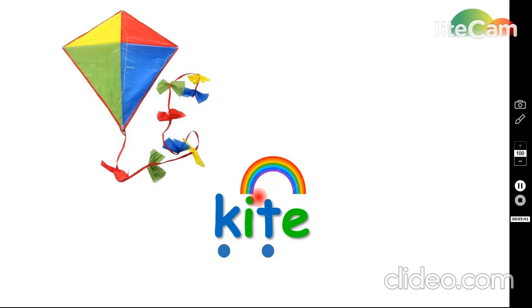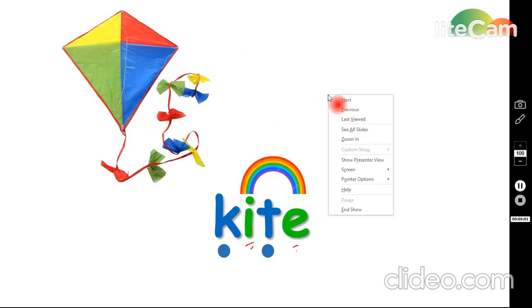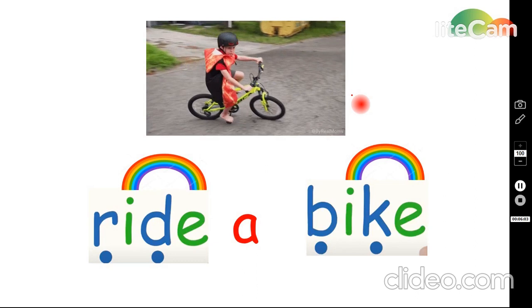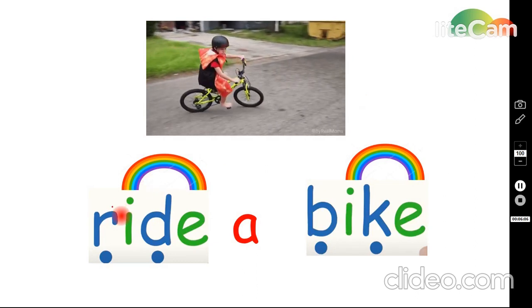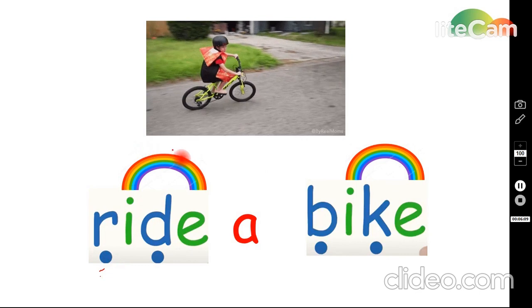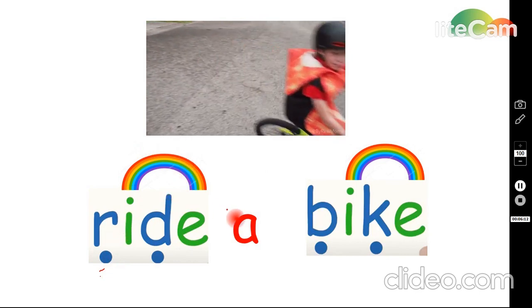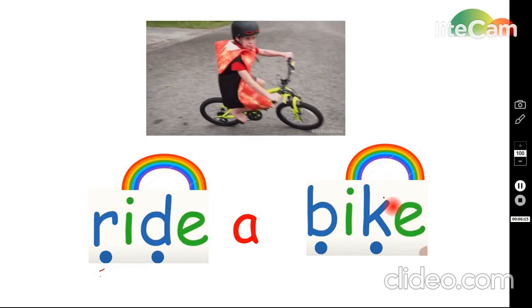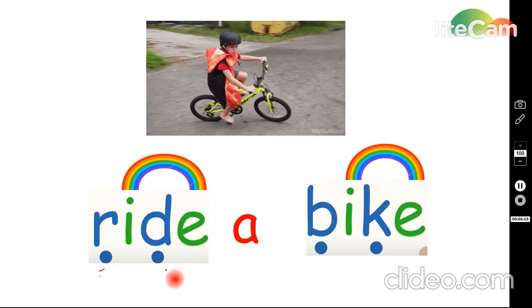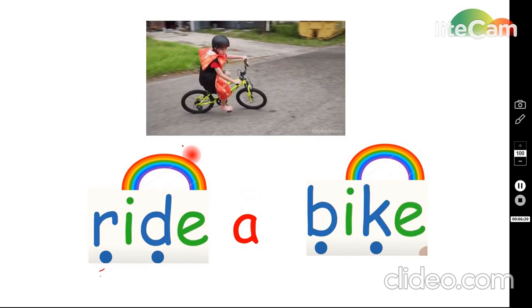Here the first thing that we do is to connect between I and E by this rainbow. And we read them together as I. So kite. This is a kite. Look here: R-I-D-E, ride. B-I-K-E, bike. Ride the bike.